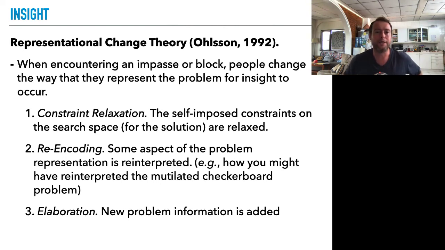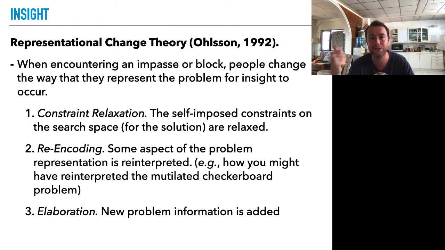Some other important work on trying to understand how we get to a solution when we're stuck on it comes from work by Stellan Olsen, who proposed this idea of representational change theory. So when we come up against some sort of impasse or block to the solution, people can change the way that they represent the problem for insight to occur. Again, this is similar to the problem representation that we've talked about before. And they argued you can do this in 3 different ways.